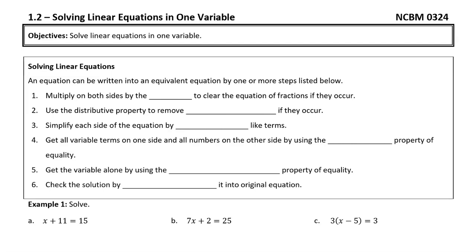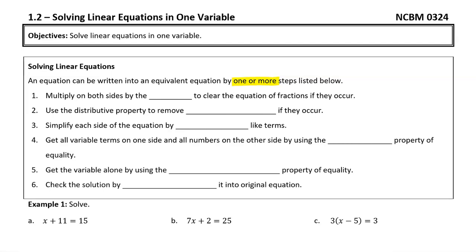We'll see quite a few different types of equations in your Math 1324 class, and this is just going to be one of the most basic types of equation. We'll start off here. So solving linear equations, we'll say an equation can be written into an equivalent equation by one or more steps listed below. So sometimes we're going to need all of these steps. Sometimes we're only going to need a few of them, but knowing that they're all available to us is really helpful.